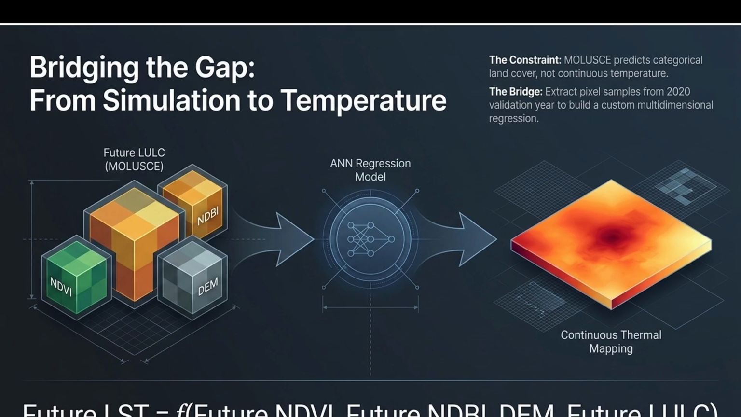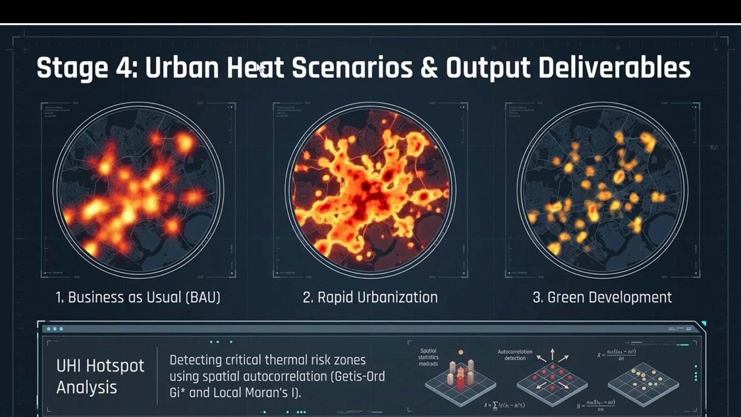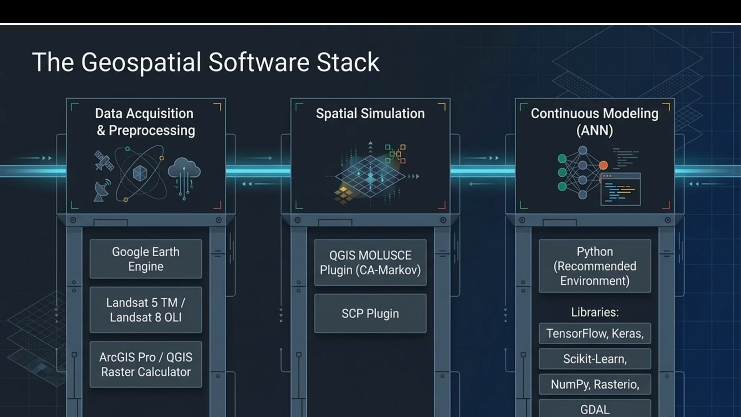And finally, we bridge the gap from the simulation to temperature. We apply the different driving factors. Future LST is a function of future NDVI, DEM, and future LULC. So you can easily get future LST. Further, we can create urban heat scenario outputs: urban heat island maps, rapid urbanization or green development scenarios, and also urban heat island hotspot analysis. And finally, geospatial software. So this is the workflow; it is showing all of those.